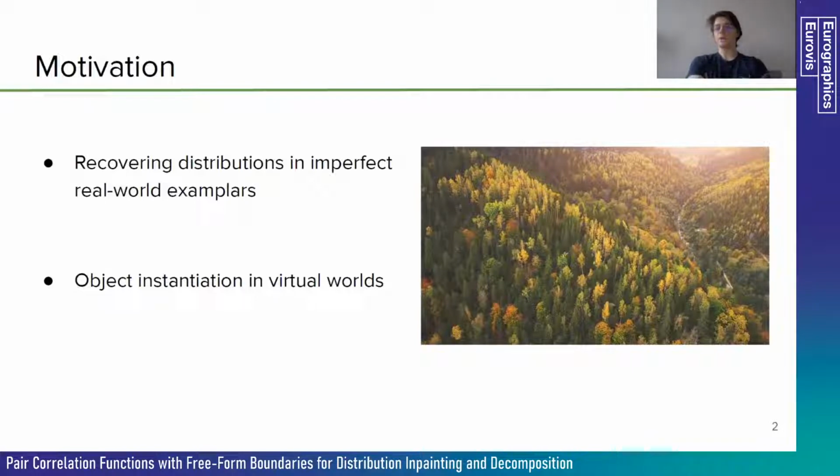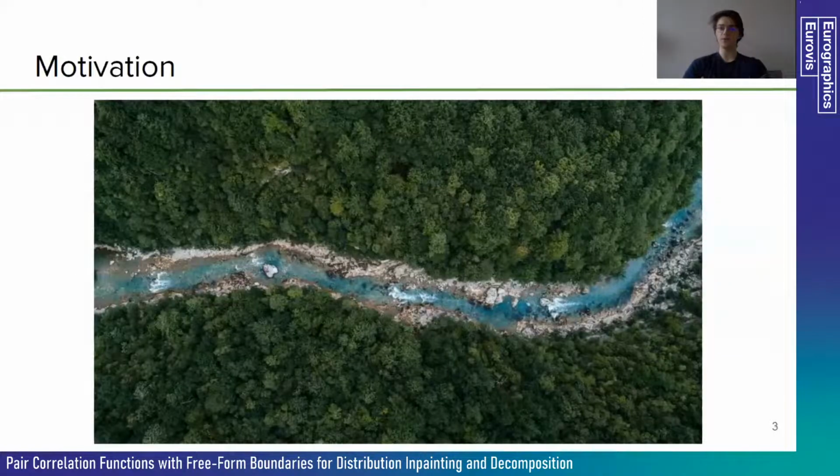Now, there are a number of challenges when extracting data from examples. One of them is handling boundaries. To illustrate, if we wanted to extract the distribution of trees from this image, then we would need to take into account the fact that there is this river in the center, and there's a discontinuity in the distribution. Otherwise, the distribution we would extract from this image would not match the underlying distribution of trees, meaning that at the synthesis stage, we would generate a forest with a different distribution than the one we see here.